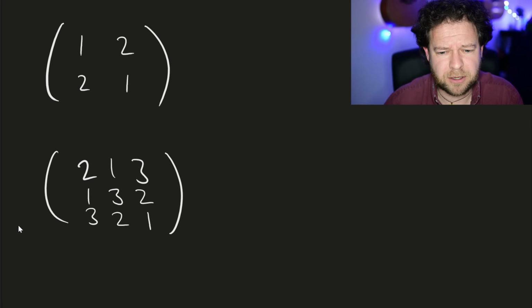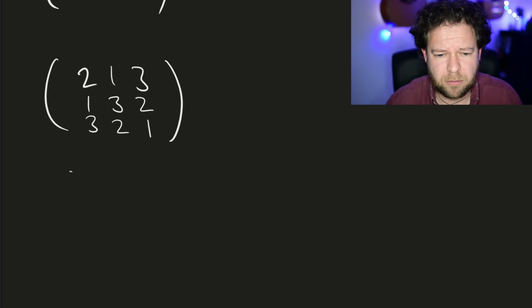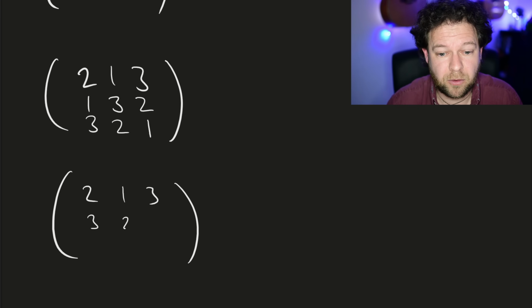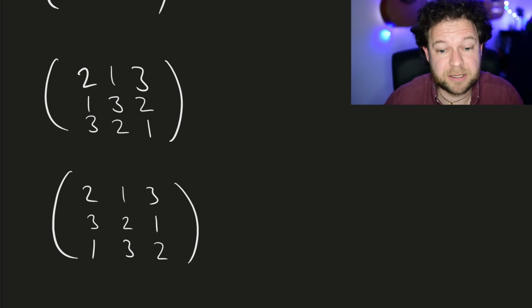But there's more than one, so let me just write another one of those down. Another one might be, if I start with the same top row, 2, 1, 3, 3, 2, 1, I think it would have to be that, and then you'd have to have a 1 and a 3 and a 2, and that is another Latin square, and it's different in some sense.